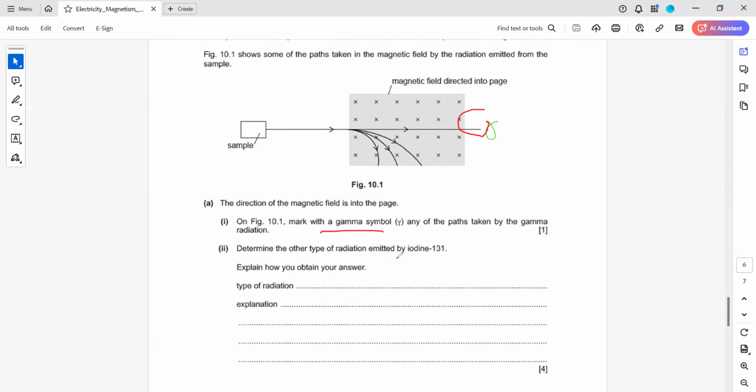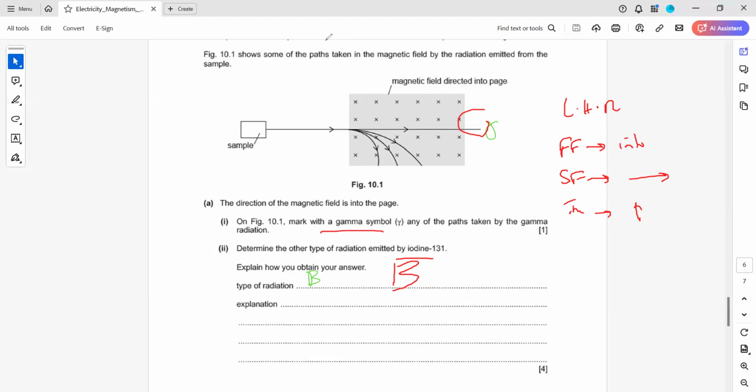Then determine the other type of radiation emitted from iodine-131. So for the other type of radiation, you apply Fleming's left hand rule: your first finger, the index finger, points into the page, and your second finger represents the direction of the particles moving. If it was an alpha, the force would be upward; it should go up. But this is not alpha, it is not following the left hand rule, so it means it is beta. The magnetic field is into the page and the radiation is perpendicular, so eventually it will move at right angles.